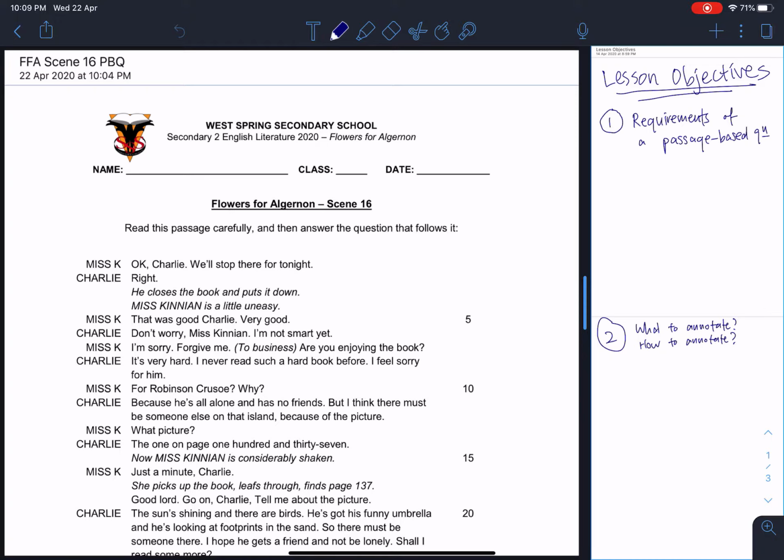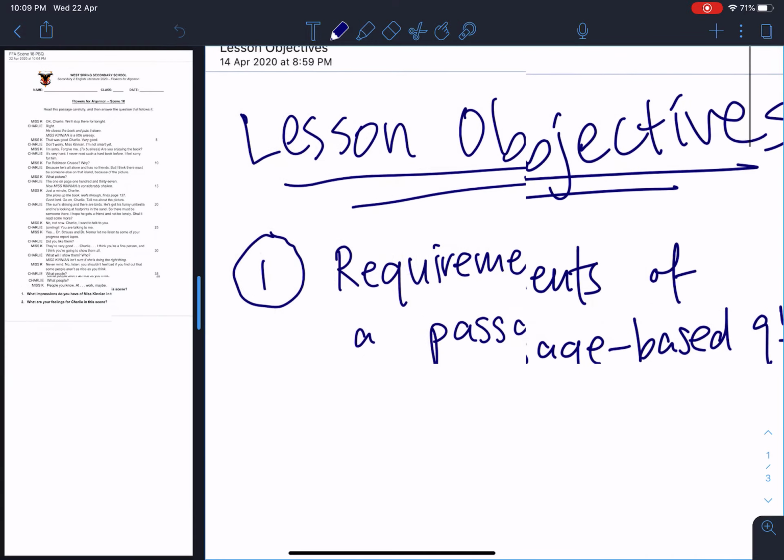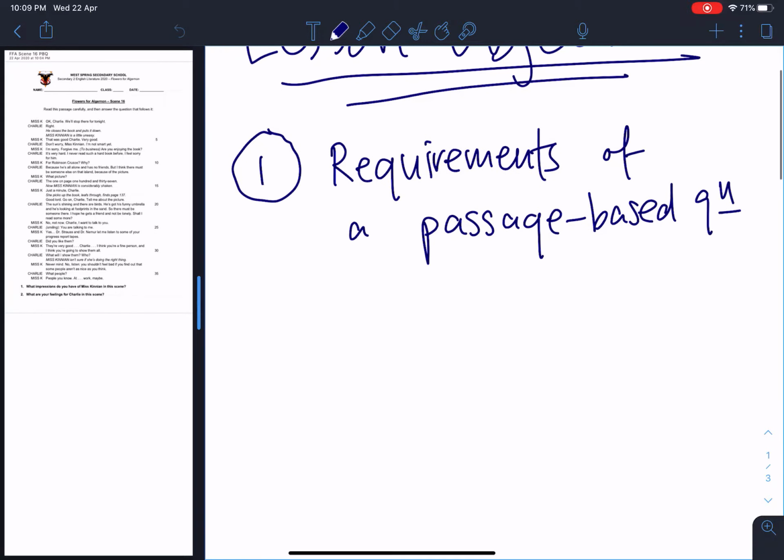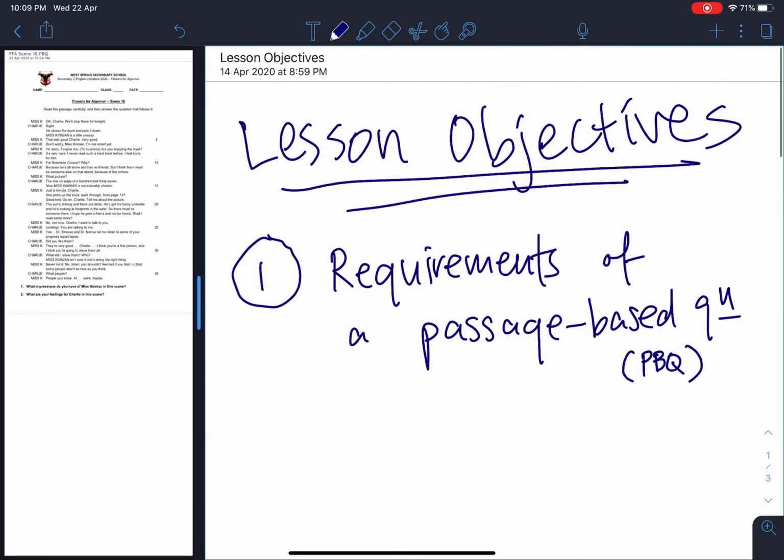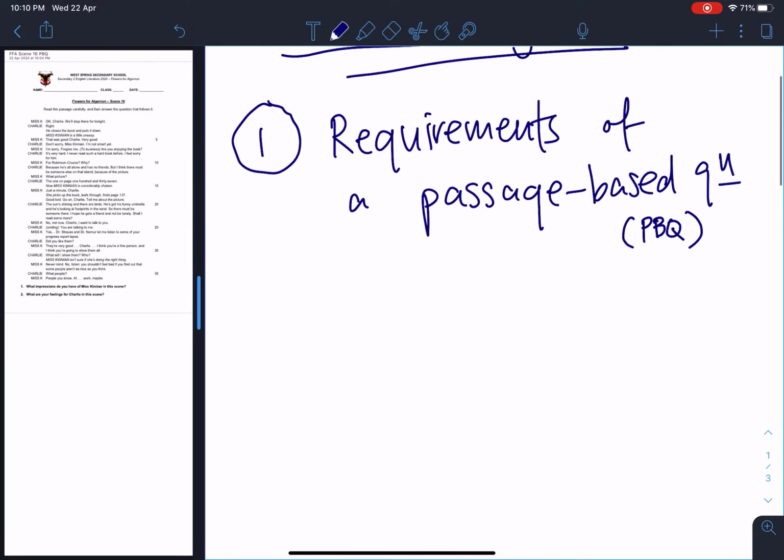If you have read what I put on Google Classroom, this is the first lesson in a series of 3, which will deal with the passage-based question. What is a PBQ, or PBQ for short? A PBQ is actually what we will see in an exam setting. That is why we are going through this, because we want to be ready for whatever comes. In fact, PBQ will definitely come out for end of year. So let's go through what we want to do for today. Today I just want to tell you about what is required in a passage-based question.